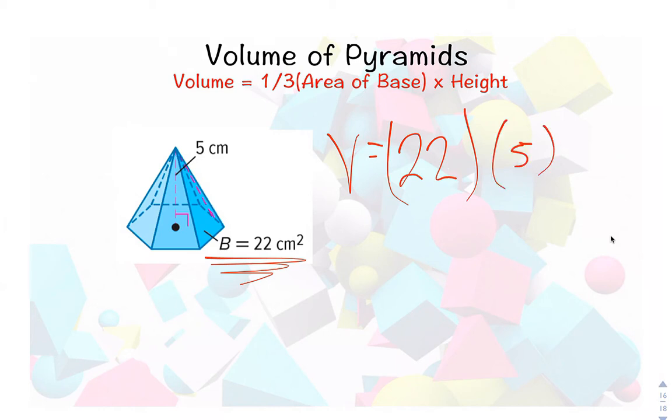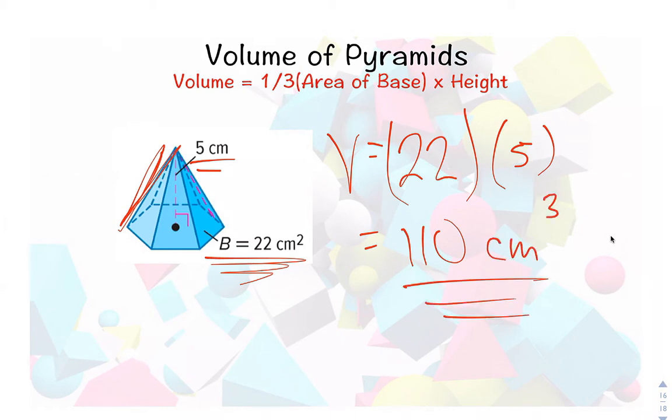is 5. Now, sometimes they might give you that slant height. Remember, that's not what we want. You always want the perpendicular height. So I'm using this 5. Sometimes they might not give that to you, so you have to calculate. Luckily, they do here. So all I do is 22 times 5 is 110, and we are in centimeters cubed.